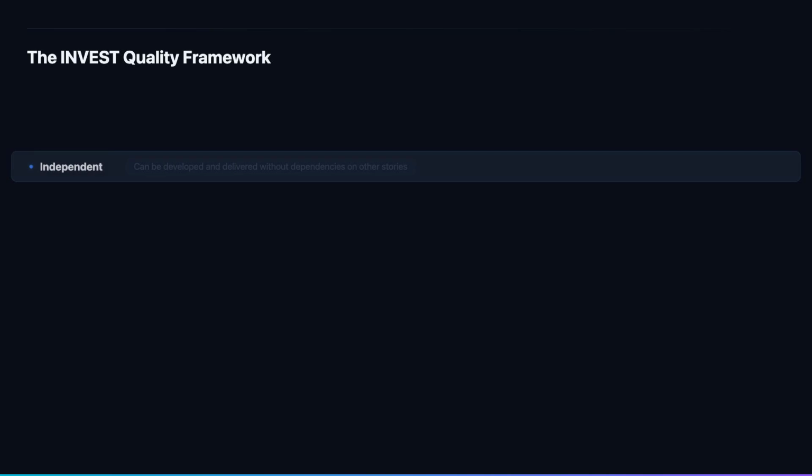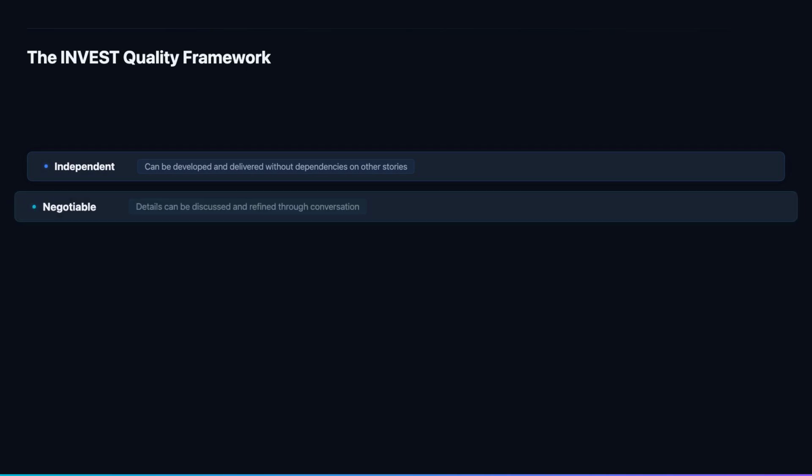The INVEST framework is our primary tool for evaluating whether a user story is truly ready for the team to work on. Independent stories let us prioritize and deliver value in any order without creating bottlenecks. Stories are not contracts. They are starting points for collaboration between the team and stakeholders.